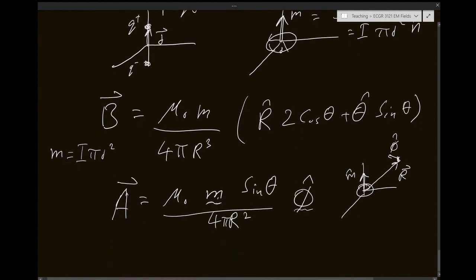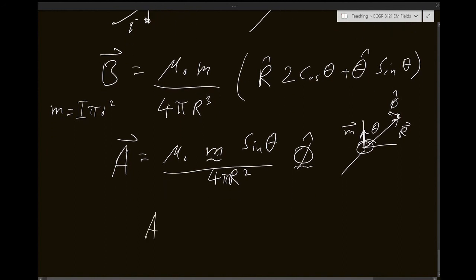Because phi is always perpendicular to r and m, and there's a sine theta in the expression. Theta is the angle between m and r, where m is a vector. That tells me that phi hat should arise as some sort of cross product, right? So what is the form? It's going to be mu m cross r hat, right?